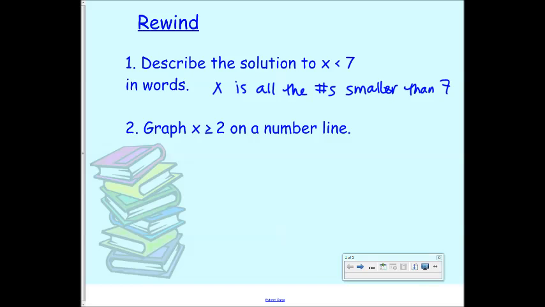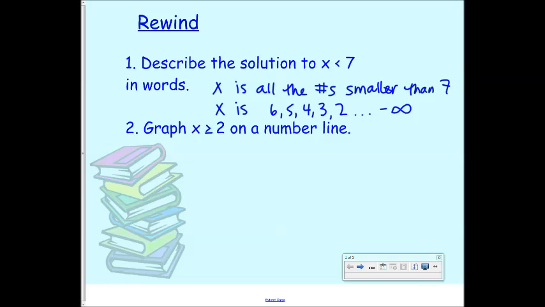Okay, or you could say something like x is 6, 5, 4, 3, 2, all the way to negative infinity. So it goes all the way down to negative infinity. X could be any of those things. Keep in mind that's just integers, so I didn't put the decimals and the fractions on there. That would also count because those are less than 7 as well.